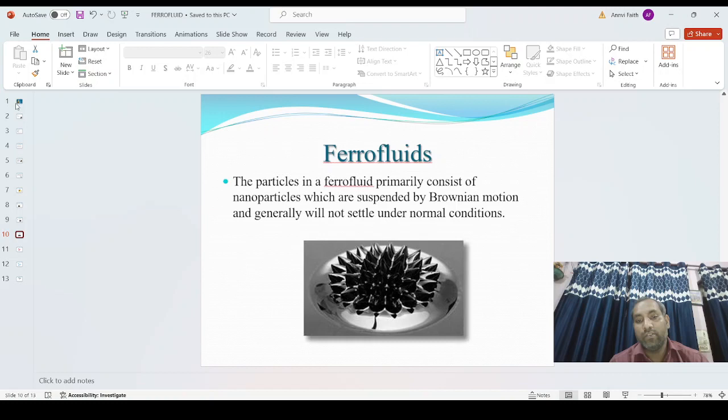So a ferrofluid consists of nanoparticles which are suspended and undergoing Brownian motion, and generally will not settle down under normal conditions of temperature and pressure.